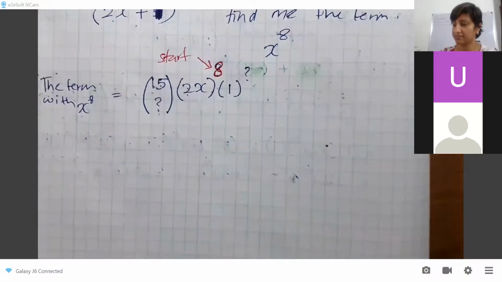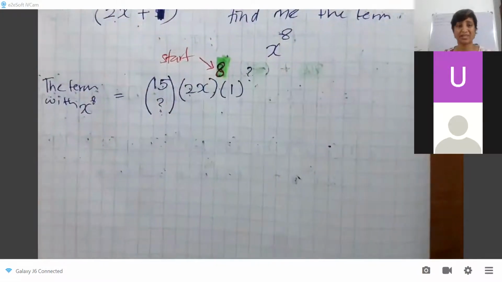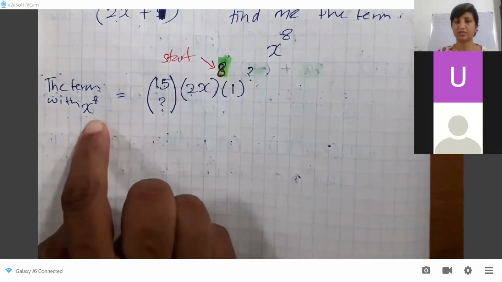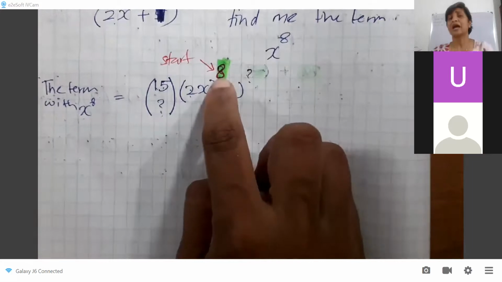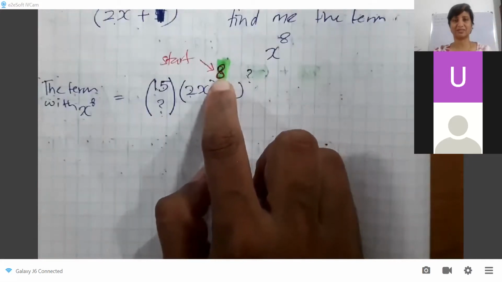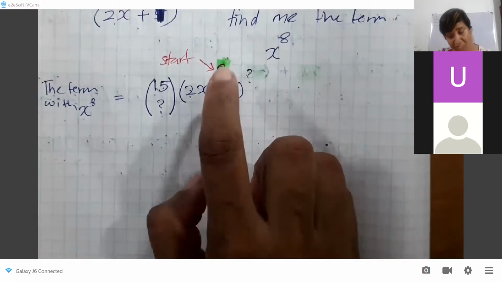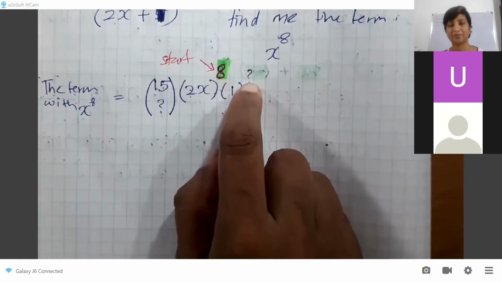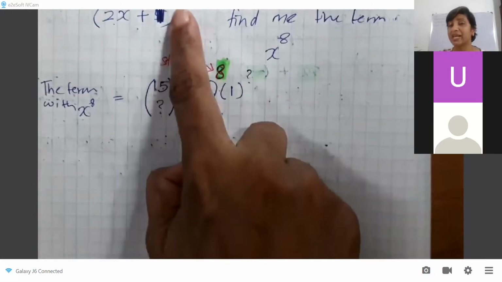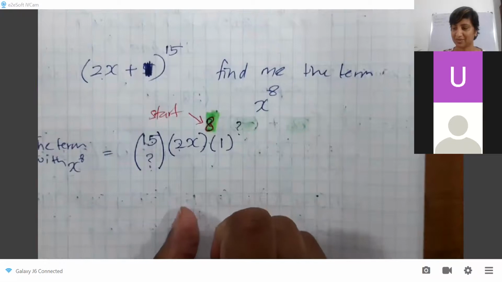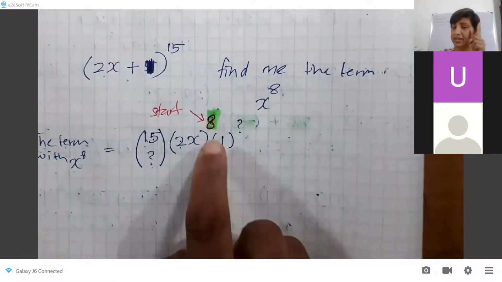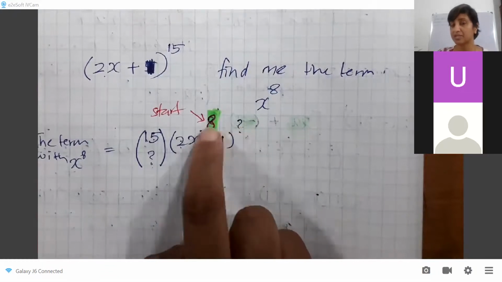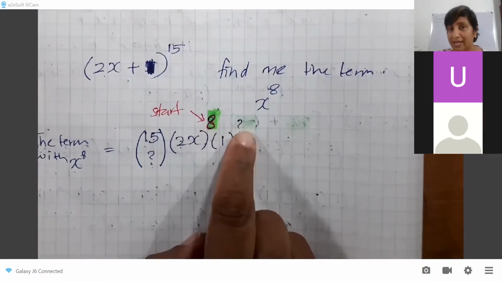Let me highlight it. That's 8, because that's the first question mark you fill. You want the term that has x to the power of 8 in it, so this power has to be 8. You fix it. Then if that is 8, what should this question mark be? The two should add up to 15. So this is the order. You first fill that one, then you fill this one because you know that these two numbers have to add up to 15.